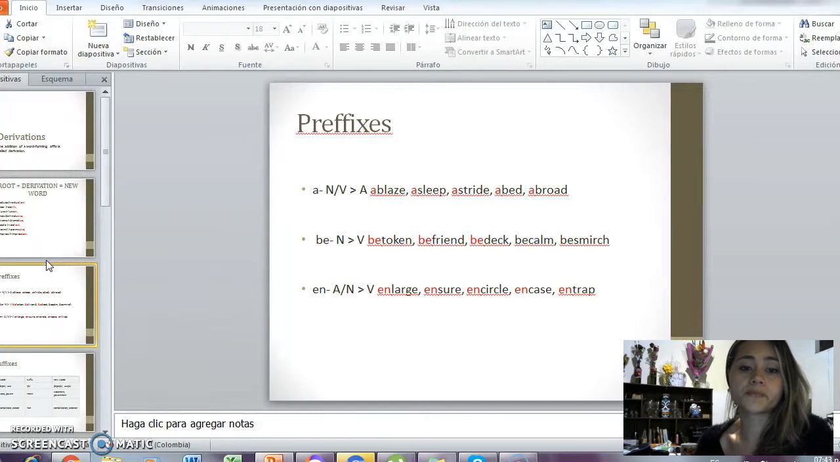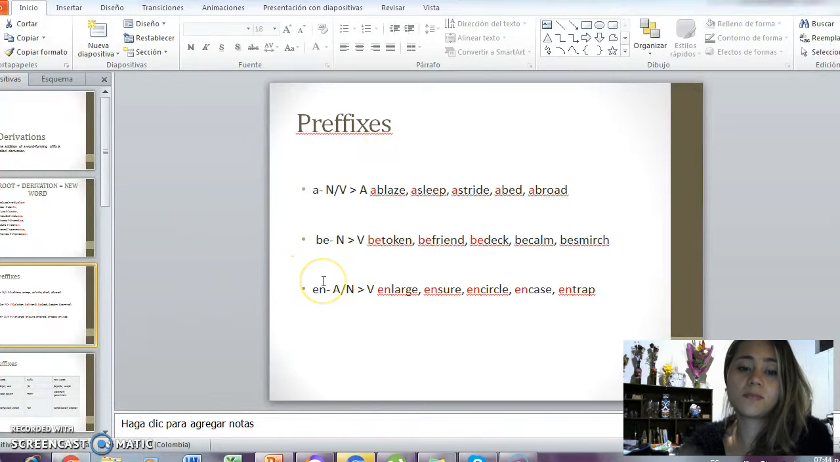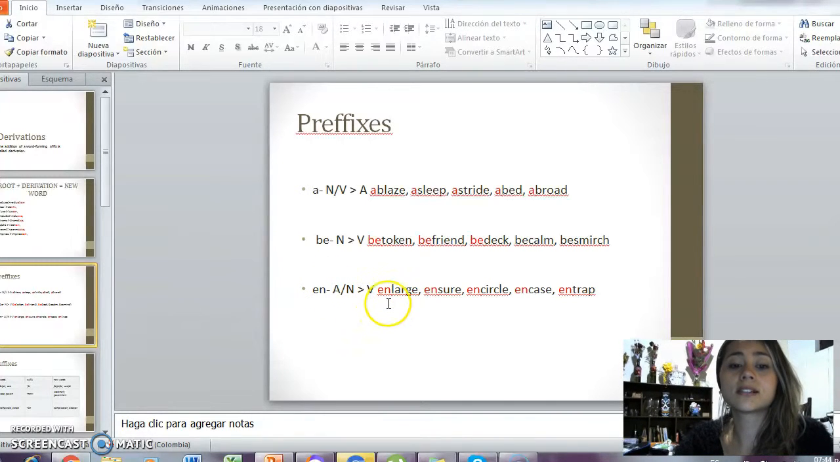For example, we have blades here. Blades is the root, but we add a, so we have ablades. And for example, we have the verb sleep, and we have asleep. It's not the same to sleep as asleep. Then we have be, and betalking, befriend, beback, the same case. So we modify it at the beginning of the word. We have il, learned, ensure, and sarcasm cases.